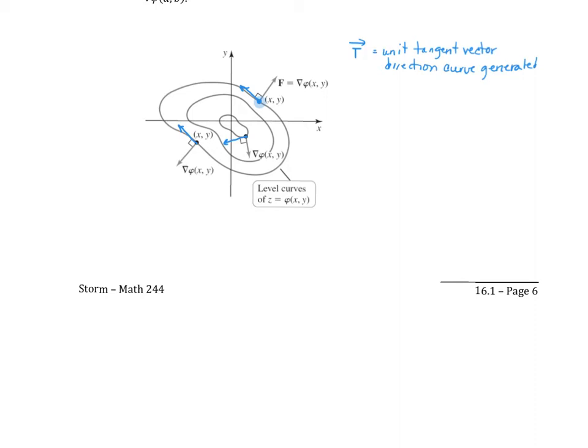So this is not clear on my level curve. I'm just drawing tangent vectors all over the place. But let's just say that the curves were going counterclockwise. That means that the tangent vector would have to go in the direction that the curve is generated in. Okay, the unit tangent vector. Some other things that we want to look at is if you see a little t, that is just any tangent vector.